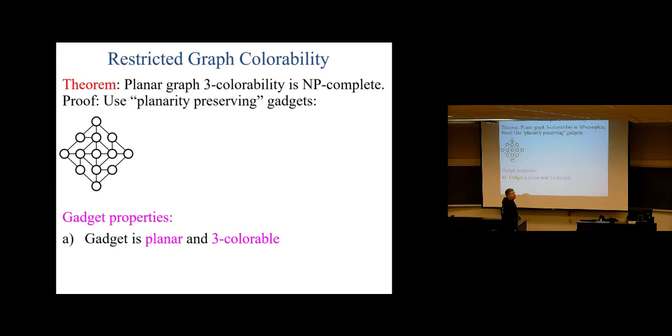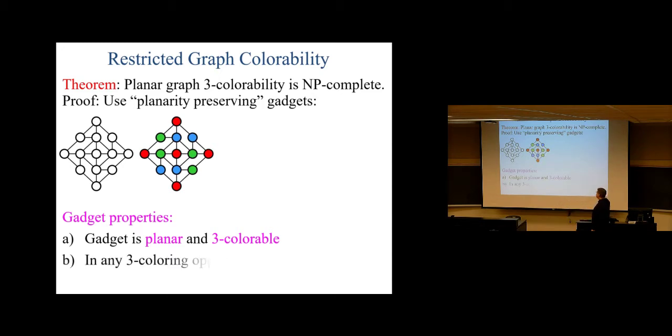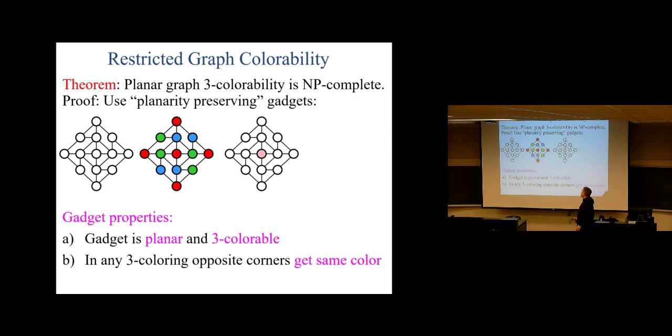It's three-colorable. How do we know that? Well, because here's a three-coloring of it, a valid three-coloring. This gadget is planar and is three-colorable. And in any three-coloring, opposite corners get the same color. So whatever this color is, it'll be the same as that color. And separately, whatever the leftmost color is, it'll be the rightmost color on the other end, independently of the first pair. And this requires proof; that's not obvious.